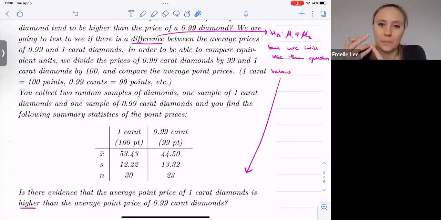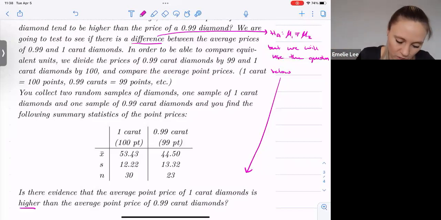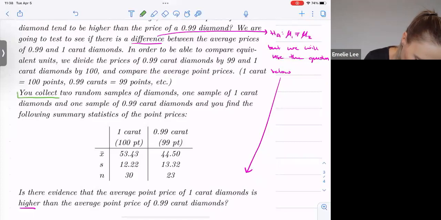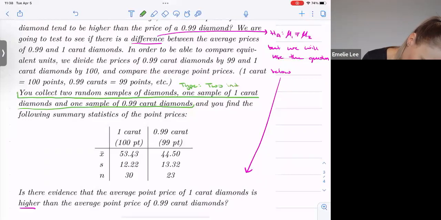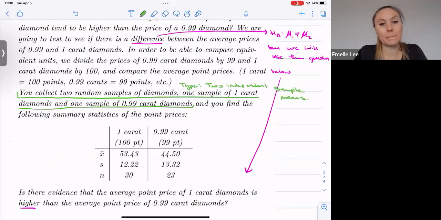And then, because I'm talking about 1 carat and 0.99 carat diamonds, there's no natural pairing there, right? And so I have this 2 independent sample means question. This tells me the type is 2 independent sample means.